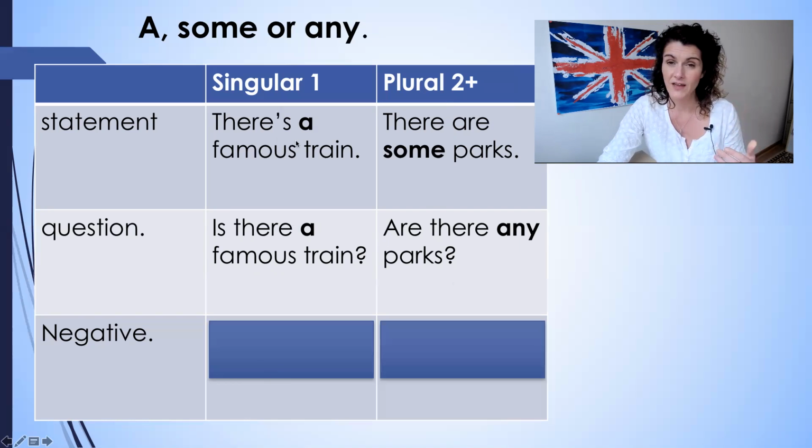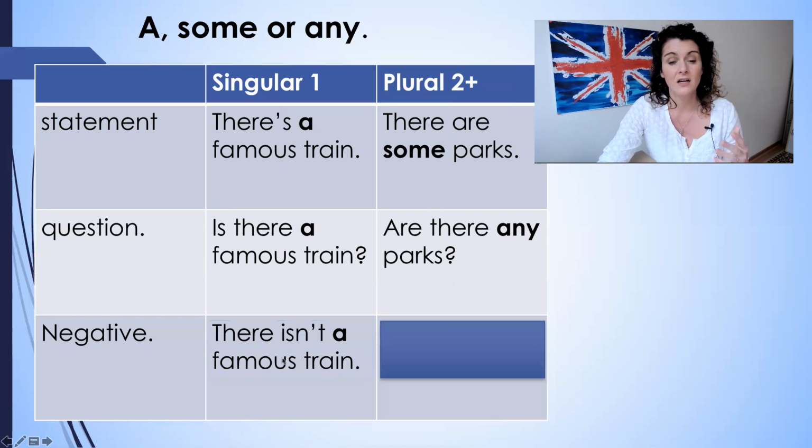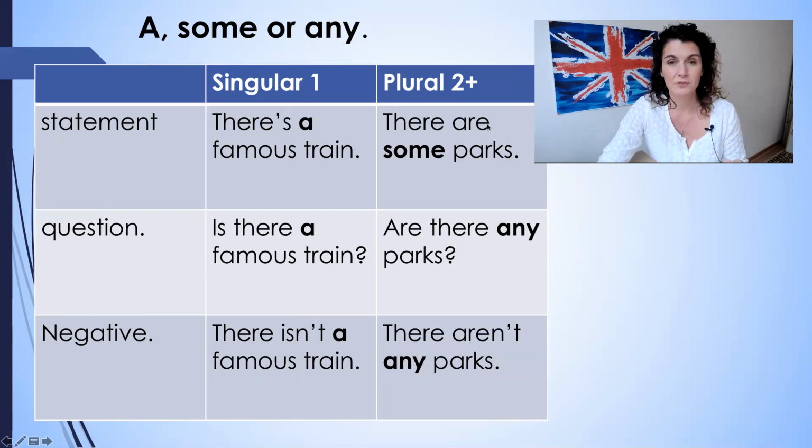Let's have a look now at the negative statements. So I've got there's a famous train. How can I make that negative? I change the verb to be. So instead of is, it becomes isn't. There isn't a famous train. And how about with the plural phrase? I change the verb to be to its negative. There aren't any parks.